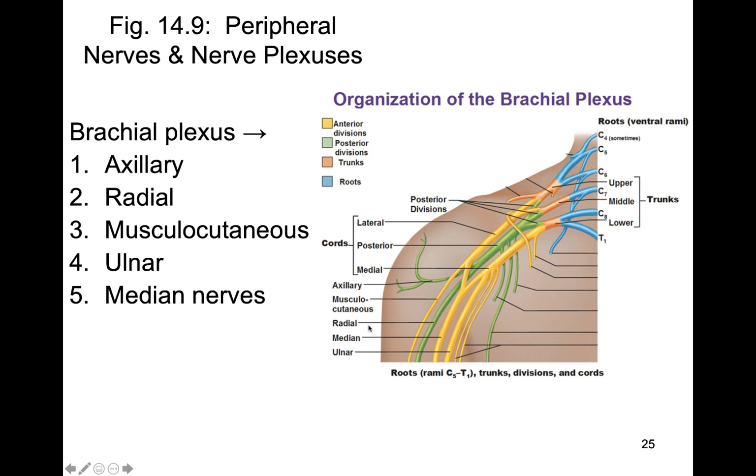Let me give you an overview here of the nerves. You have musculocutaneous, that's made up of the lateral cord. So the lateral cord is going to bifurcate. One is musculocutaneous, the other one combines with the medial cord, and it's going to make the median nerve. And the other branch of the medial is going to become the ulnar. And then the posterior is going to make the axillary, and then the radial here.